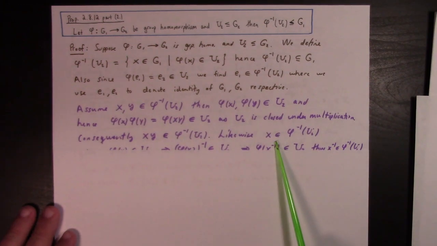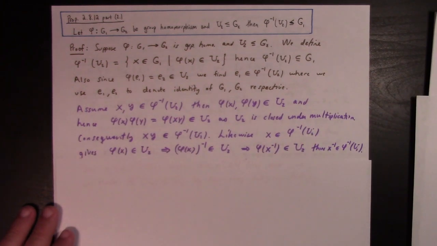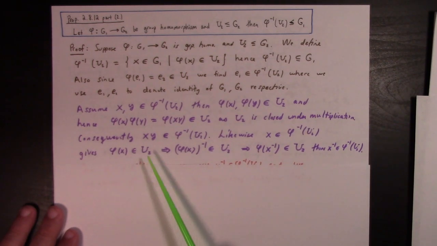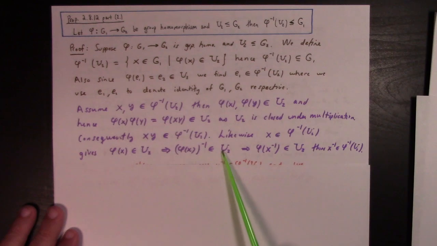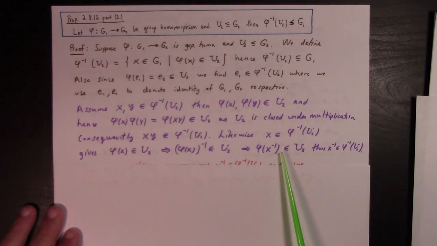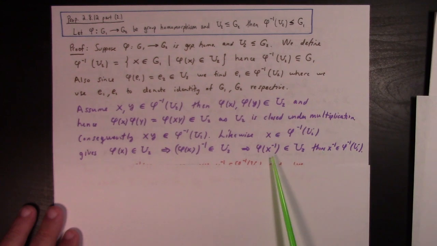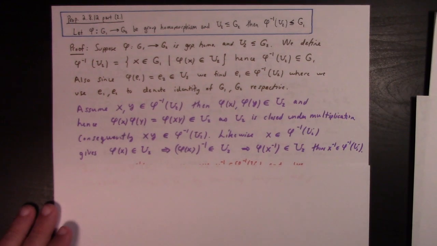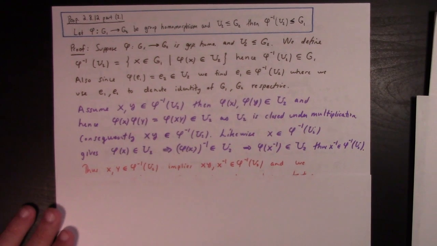And so likewise, if we think about x being in the inverse image of U2, that gives phi of x is in U2, right? But then phi of x inverse is in U2 because U2 is closed under inversion. But then by the property of the homomorphism, that means that phi of x inverse is in U2. But then that means that x inverse is itself in the inverse image of U2 under phi by definition of inverse image.